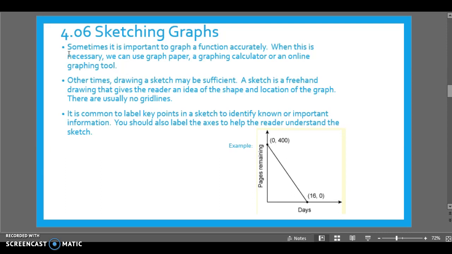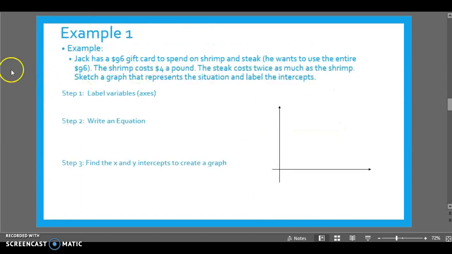It is common to label key points in a sketch to identify known or important information. You should also label the axes to help the reader understand the sketch. So here's an example. Here's a graph that I can generally figure out what it means. This axis is days and this axis is pages remaining. So I'm guessing at 0 days they had 400 pages remaining, and then throughout the time they finished their book in 16 days, so there's 0 pages remaining. So that's the kind of thing we can figure out from a graph or just a sketch of a graph.